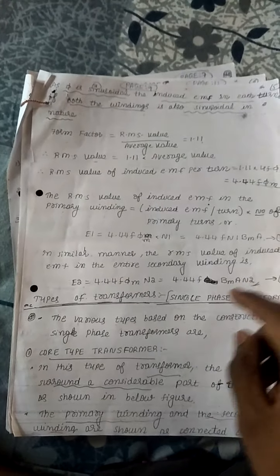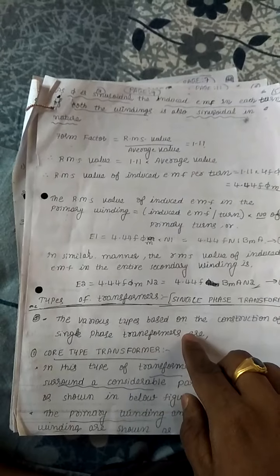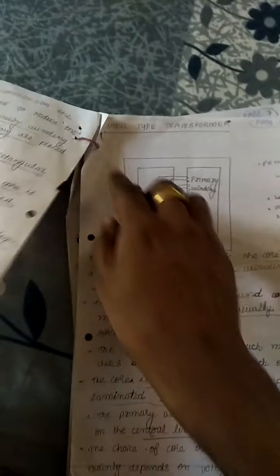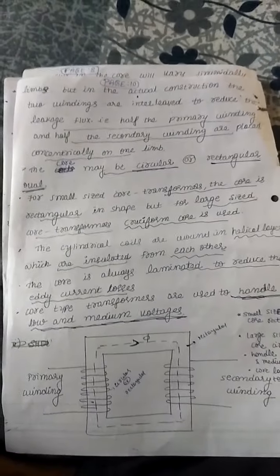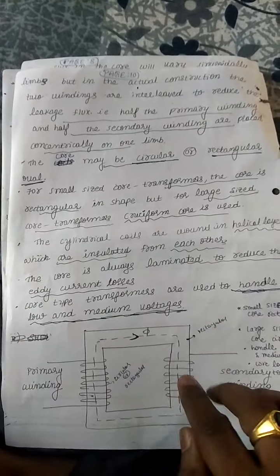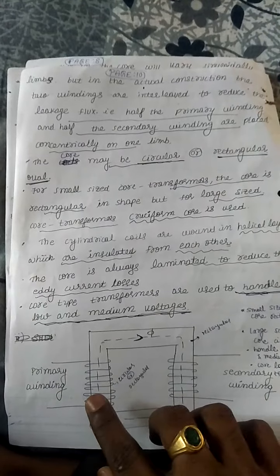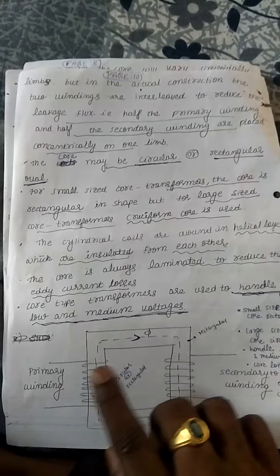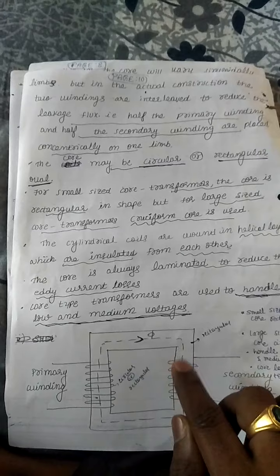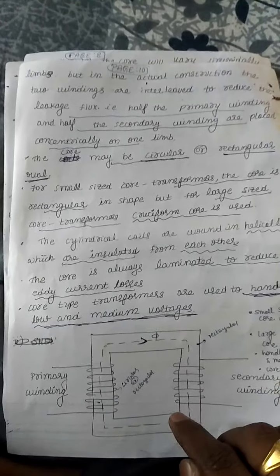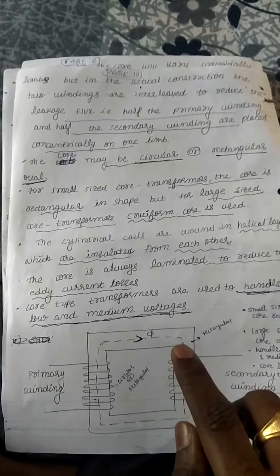Next, single phase transformers are mainly classified into two types. One is the core type transformer and the second one is the shell type transformer. Okay, so you have to draw the diagram first for the core type transformer. This is the diagram for the core type transformer. You have the primary winding and secondary winding wound on the limbs of the transformer. This part we call the core.